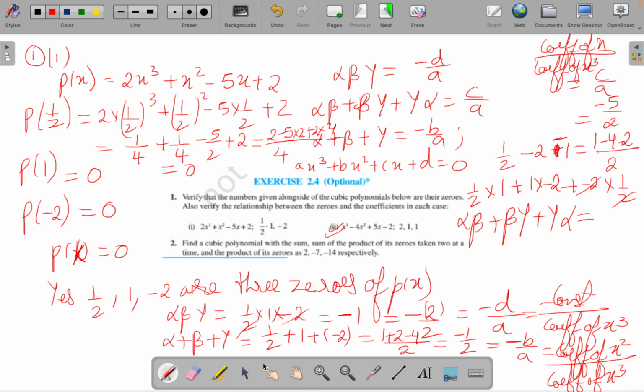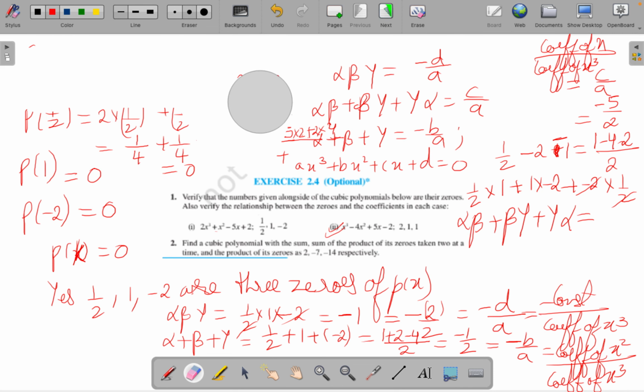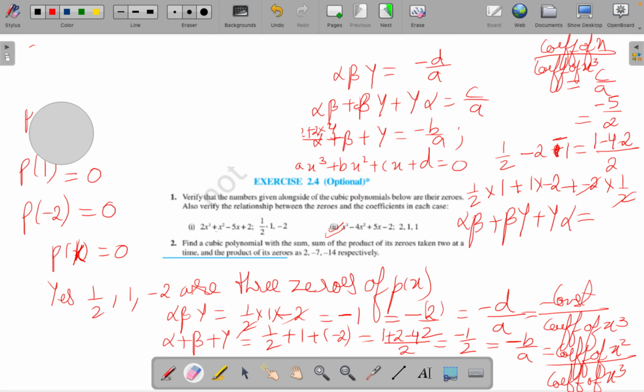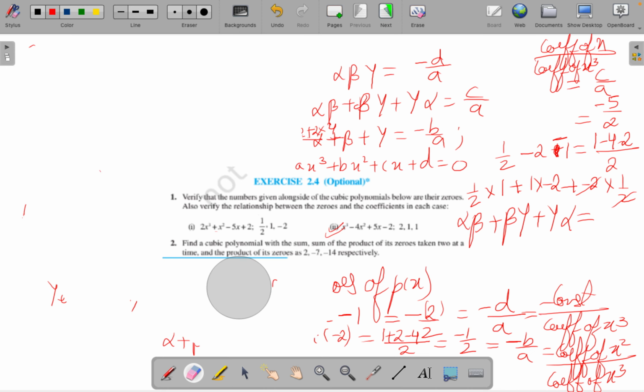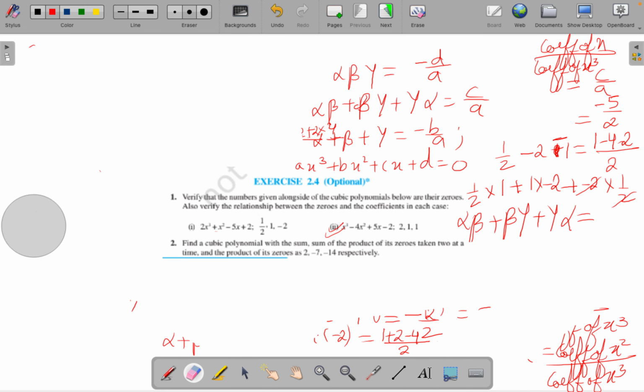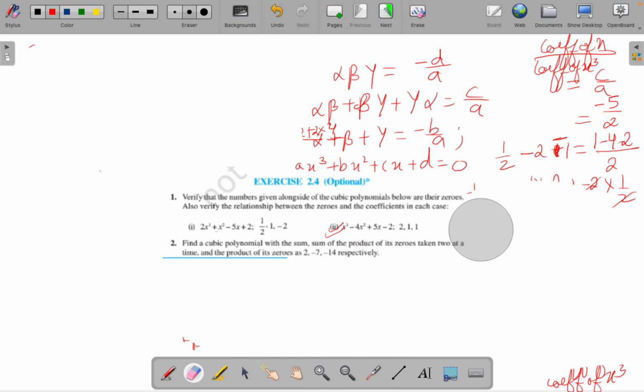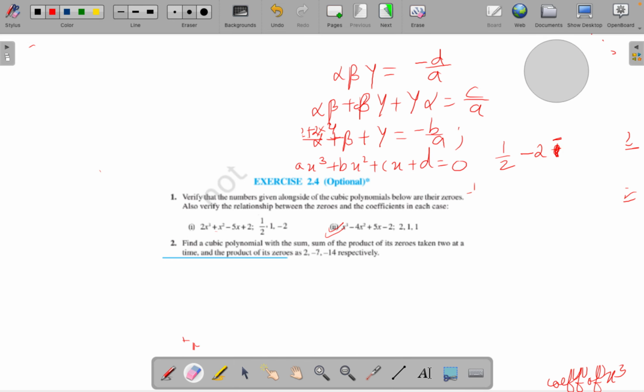Now, let me show you the second question. Again, it is based on the same formula which I have already written on the whiteboard here. It is told that we have been given, let me just erase the board and then I'll read the question for you.